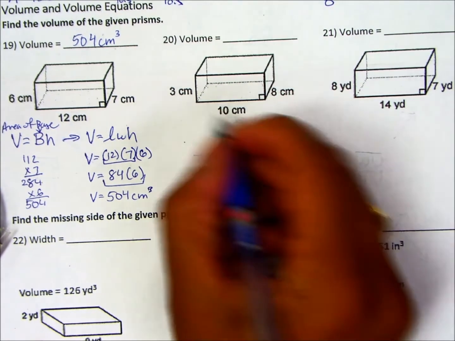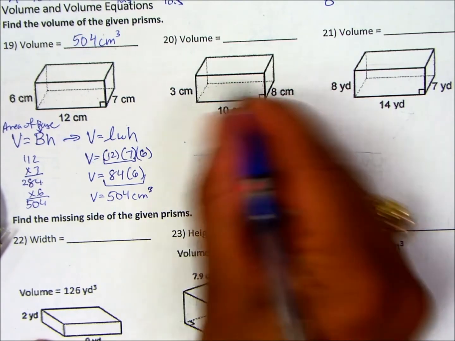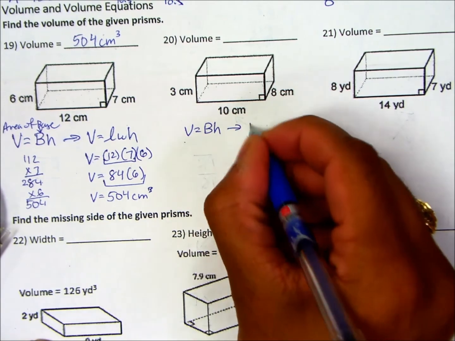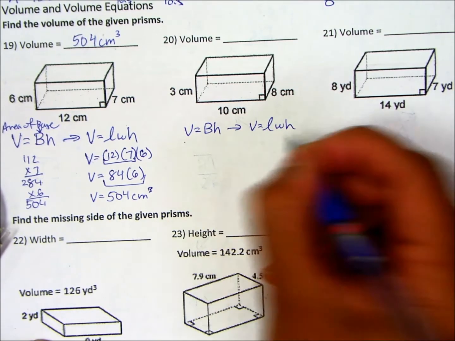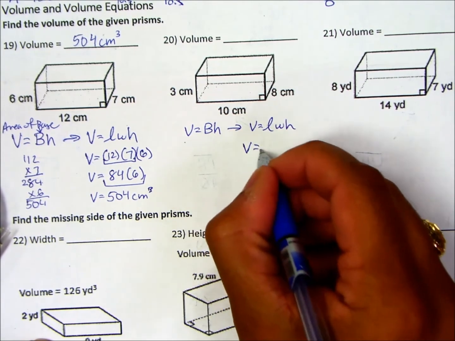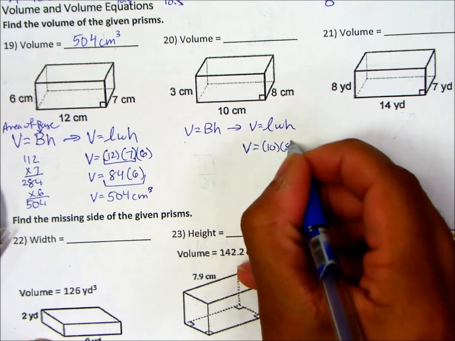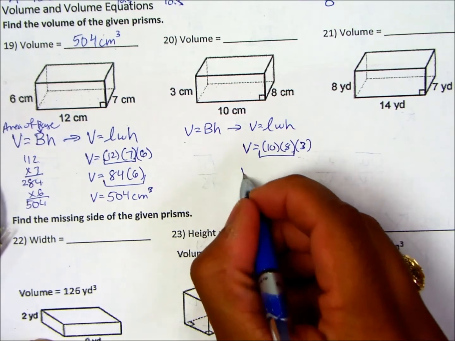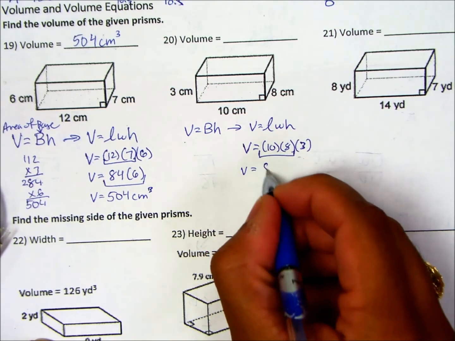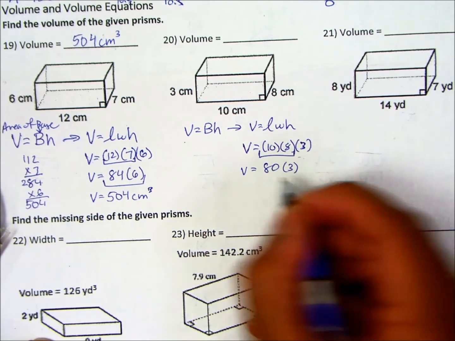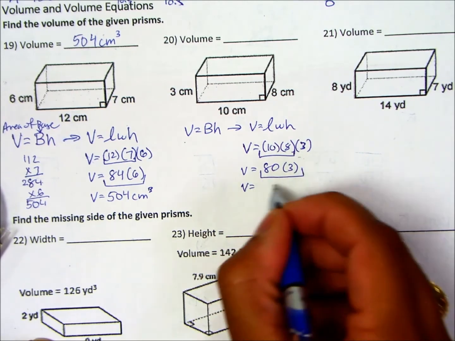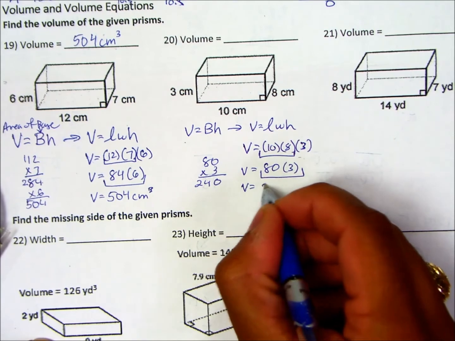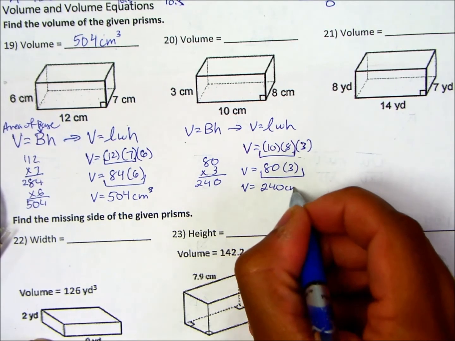Next one. Length, width, and your height. So same thing, volume is equal to area of the base times height. If you want to rewrite it as length times width times height, that's fine with me. 10 times 8 times 3. Work left to right. Volume equals 10 times 8, which is 80, times 3. 80 times 3 is 240. Centimeters cubed.